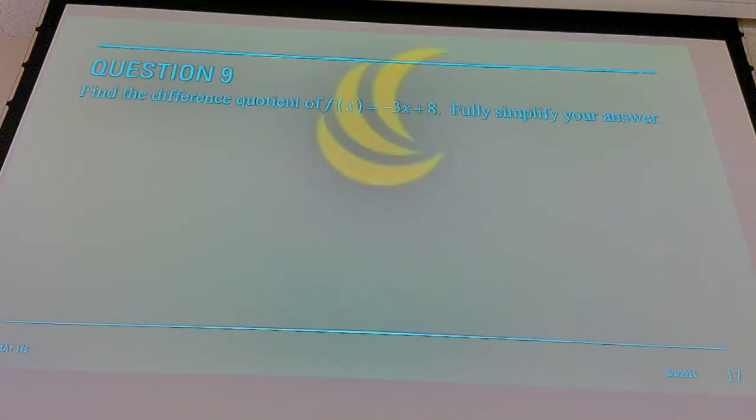Difference quotient. So remember what the difference quotient is. That's what we're looking for. And this is probably the most important thing we're doing today, is finding difference quotients.